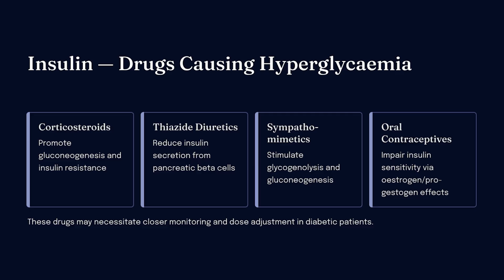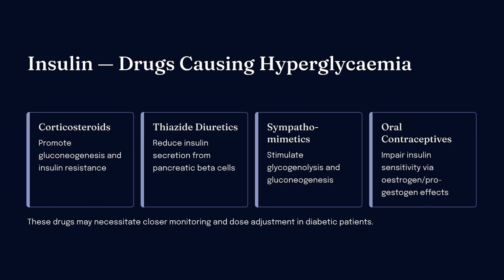Insulin and drugs causing hyperglycemia. Now let's discuss drugs that can cause hyperglycemia and therefore reduce the effectiveness of insulin therapy. First are corticosteroids. These drugs promote gluconeogenesis in the liver and increase insulin resistance, resulting in higher blood glucose levels. This is why diabetic patients often require higher insulin doses when receiving steroids.